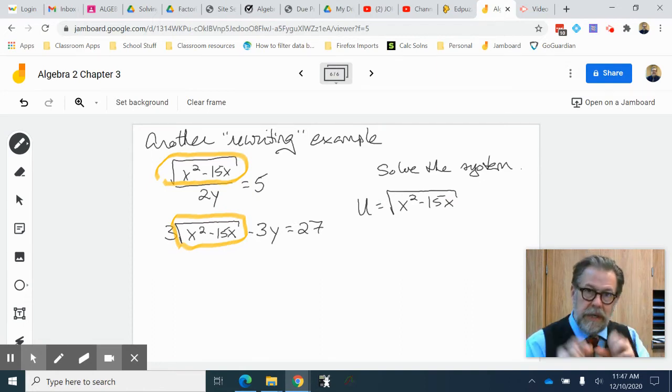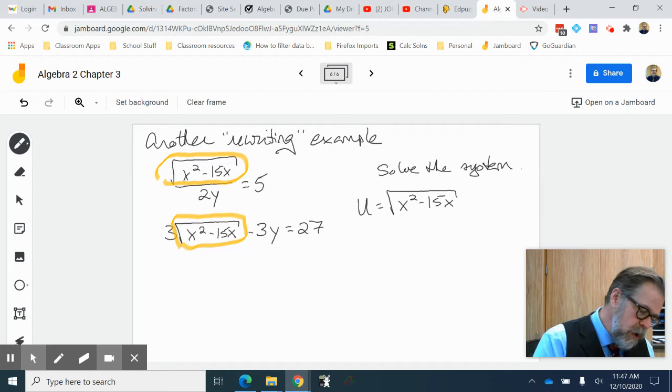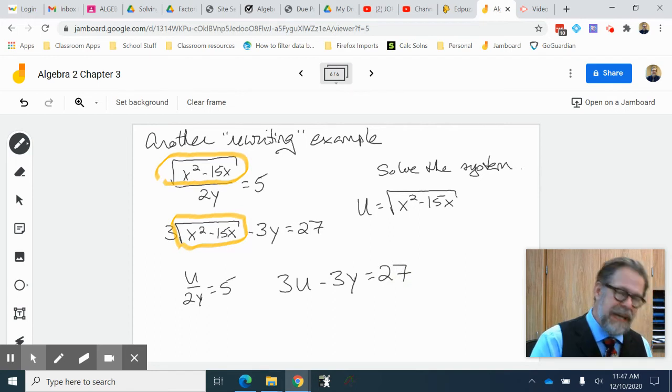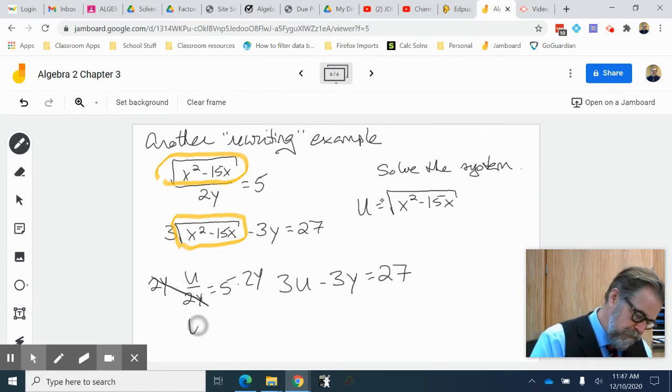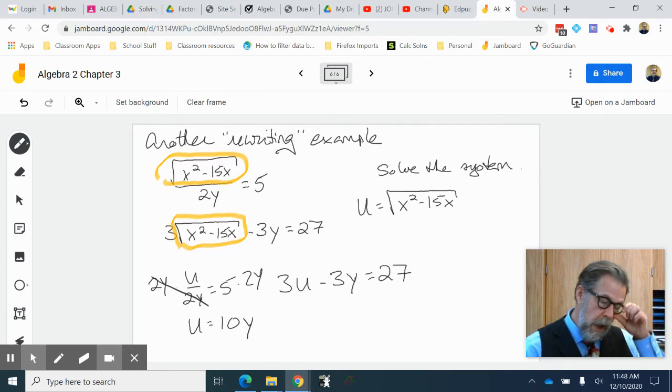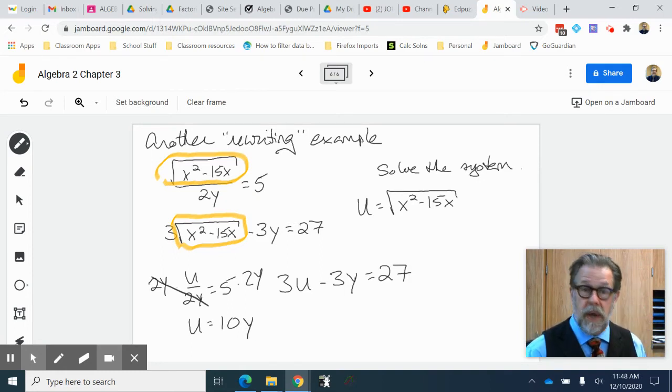Substituting a new variable, my two equations now become u over 2y equals 5 and 3u minus 3y equals 27. But a quick rewrite of the bottom equation, multiply both sides by 2y, technically fraction busting, but we don't usually refer to it. We just notice that u is equal to 10y.